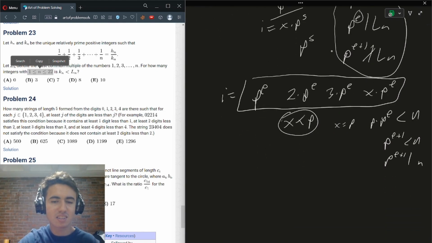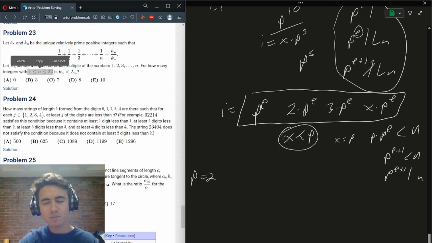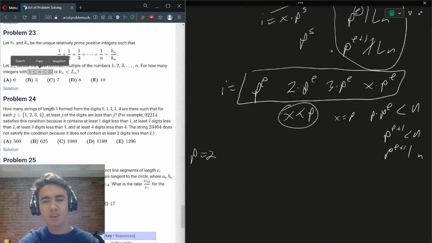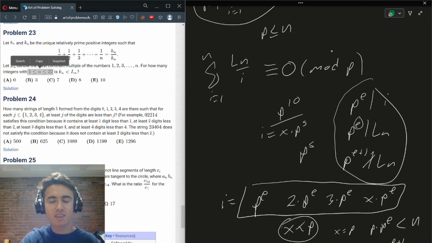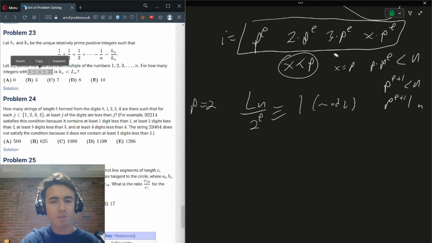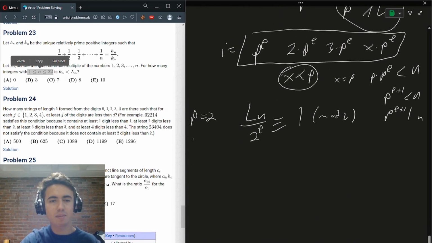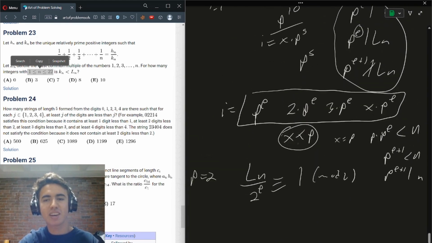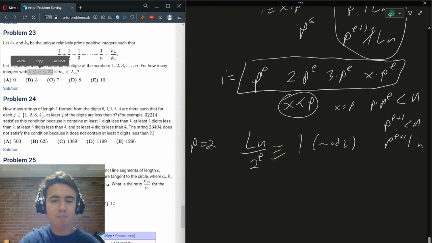And now let's actually start going over the values of p. So for p equals 2, what will we have? The only term that will work is when x equals 1, so just the highest power that works. So we'll have ln over 2 to the e as the only non-zero term, and this will always be congruent to 1 mod 2, right? So no matter what the value of n is, this sum will always be 1 mod 2. So we will never have the sum be congruent to 0. So we can't tell if the GCD will be greater than 1 based on p equals 2.